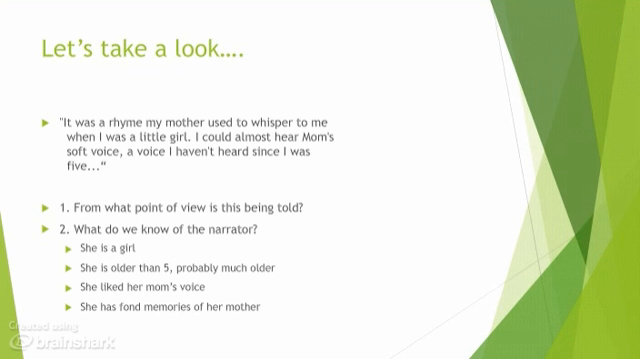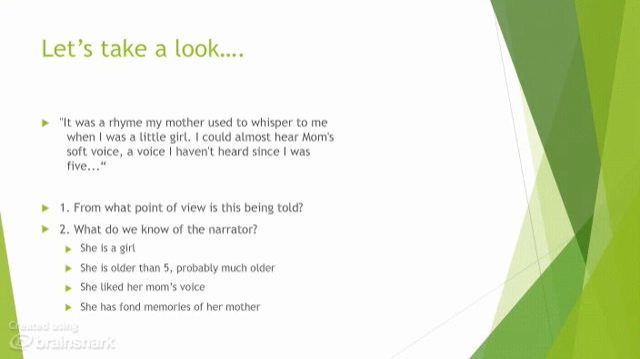From what point of view is this being told? This is being told from first person point of view. The person telling about this event was the person who experienced it. I know this because it uses the word I. I could almost hear my mom's voice. I haven't heard since I was 5. Whispered to me. The pronouns me and I give me the clue that this is being told in first person point of view.